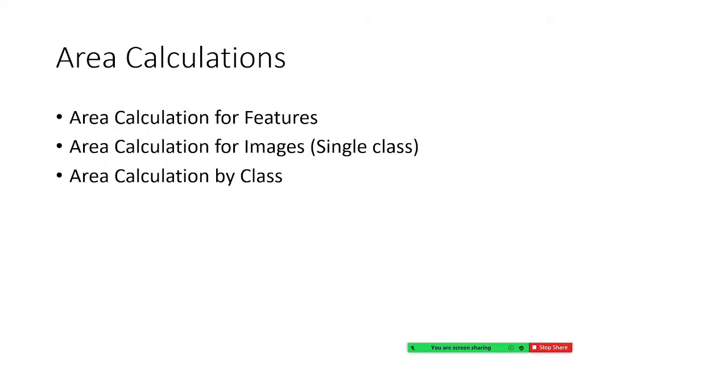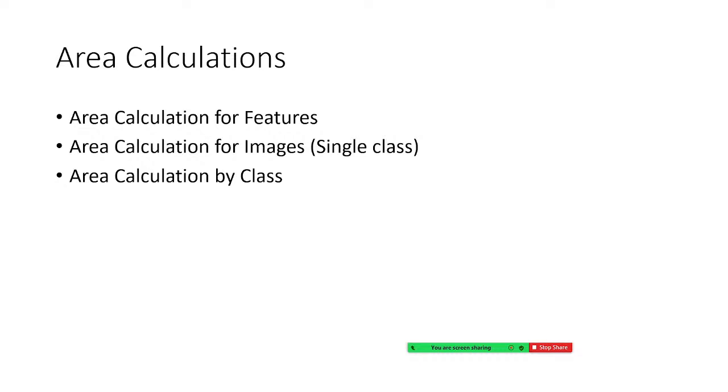First of all, area calculation. I will discuss how you can easily calculate the area of a feature. Feature means vector data. So how can you easily calculate the vector area? Suppose you want to calculate how much area is available for the Bangladesh country boundary. We will discuss area calculation for features.